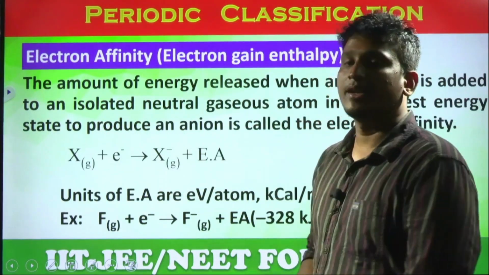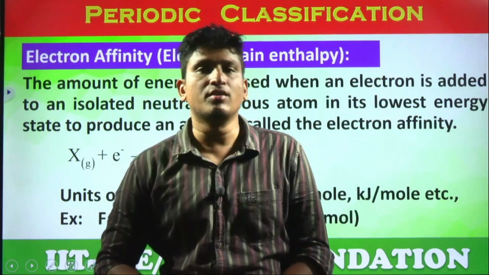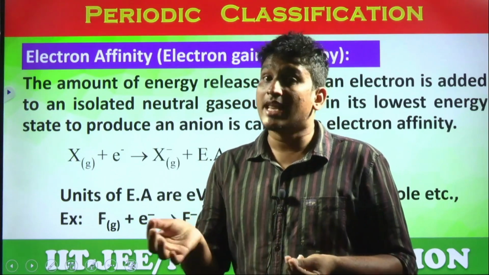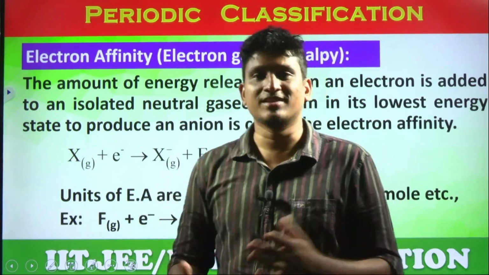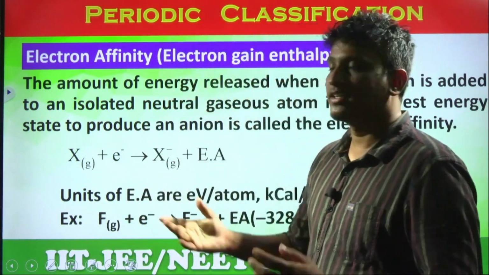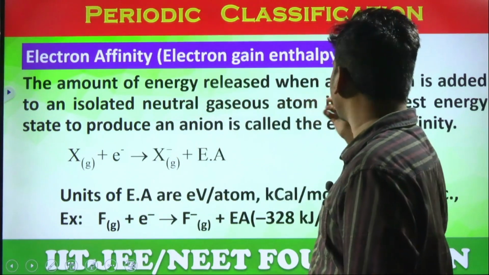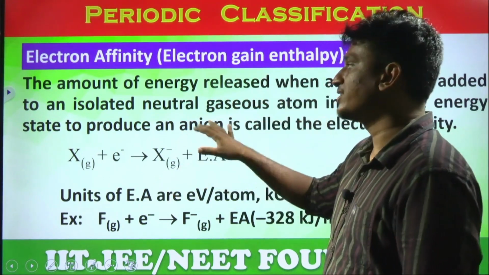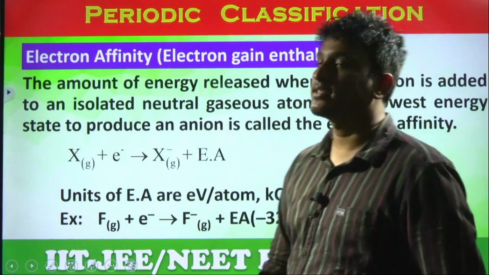Next, electron affinity. Ionization energy is about the energy required to remove an electron. Electron affinity is about when an electron is added, what is the energy change which is expected? That is called electron affinity. Let's read the definition. The amount of energy released when an electron is added to an isolated neutral gaseous atom in its lowest energy state to produce an anion is called electron affinity.